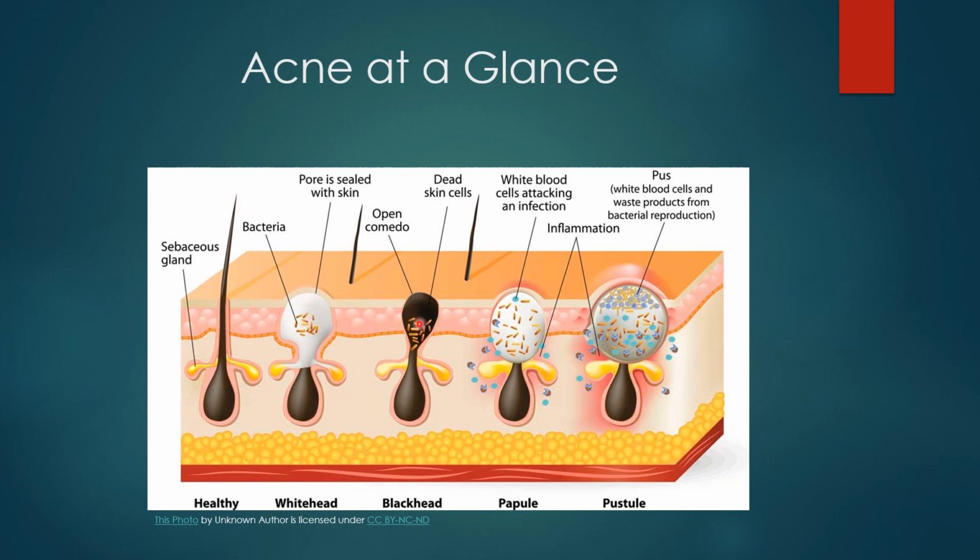Moving past the blackhead though, we have the papule, where we have not only the bacteria, but we have the white blood cells attacking the bacteria, creating some inflammation. And finally, in a pustule, we have the inflammation, we have the bacteria, but we also have white blood cells and waste products from the bacterial reproduction that result in this larger pustule.